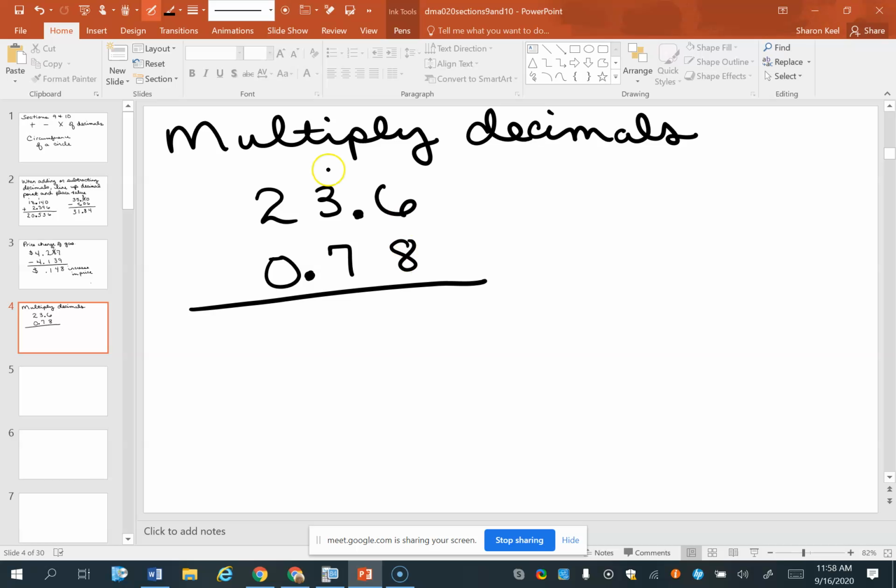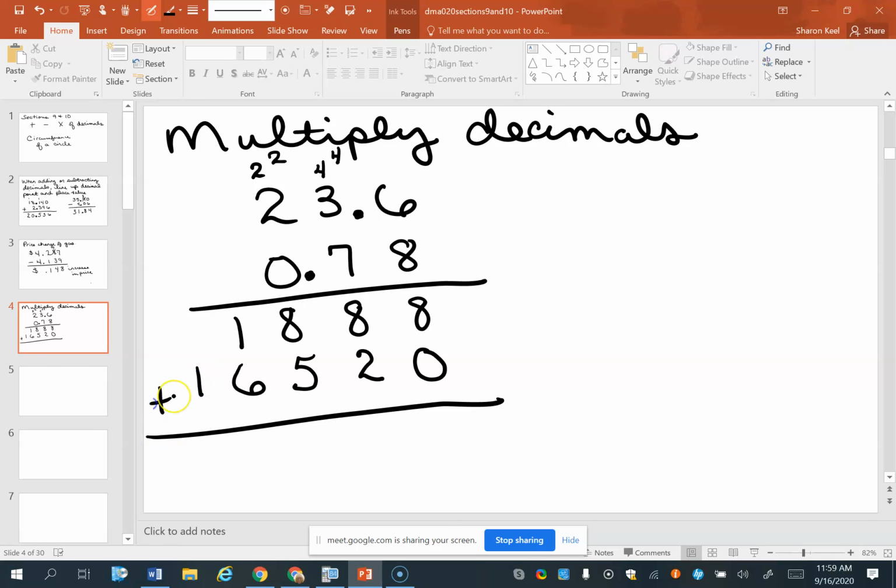So 8 times 6 would give us 48. 8 times 3 would be 24, plus 4 is 28, carry your 2. 8 times 2 is 16, plus 2 is 18. As we start on the second row with the 7, we would put in a 0 as a placeholder, and 7 times 6 would give us 42. 7 times 3, 21 plus 4 would give us 25. 7 times 2 is 14, 14 plus 2.